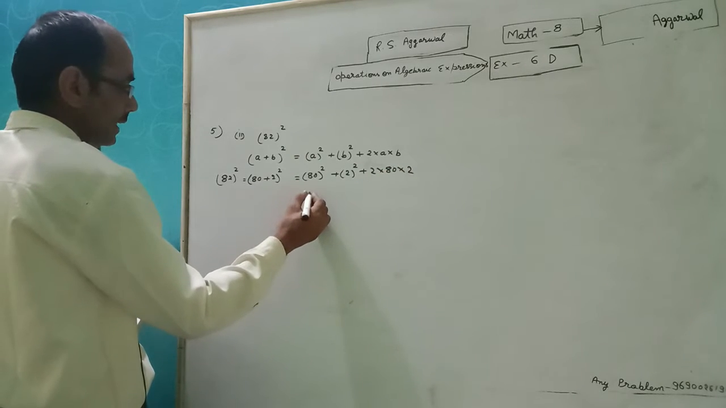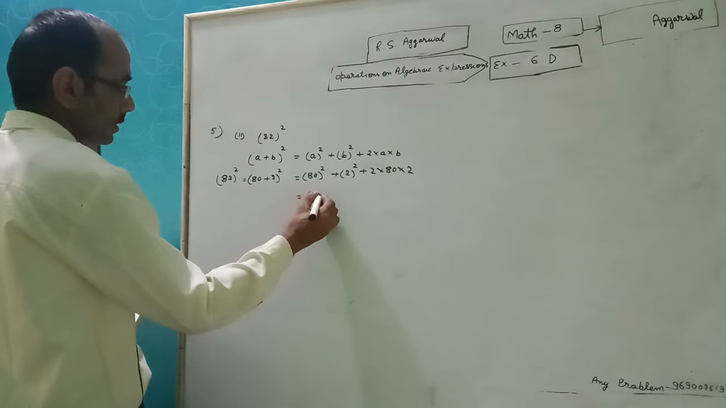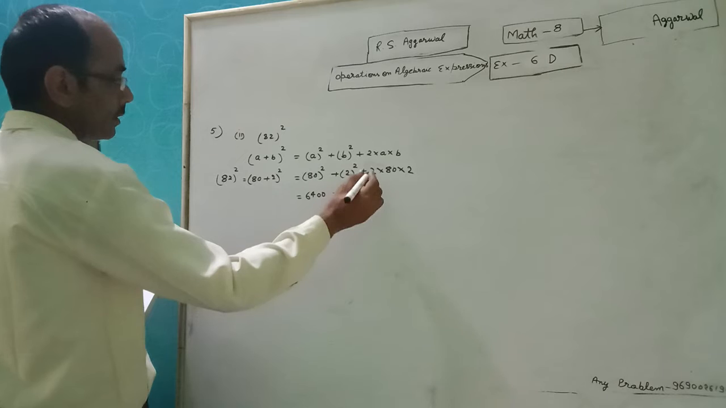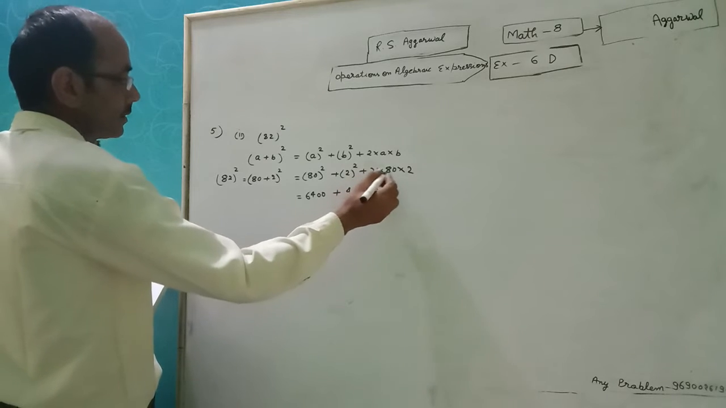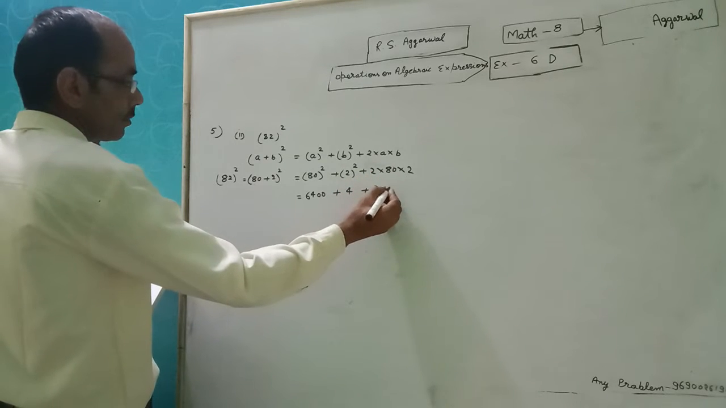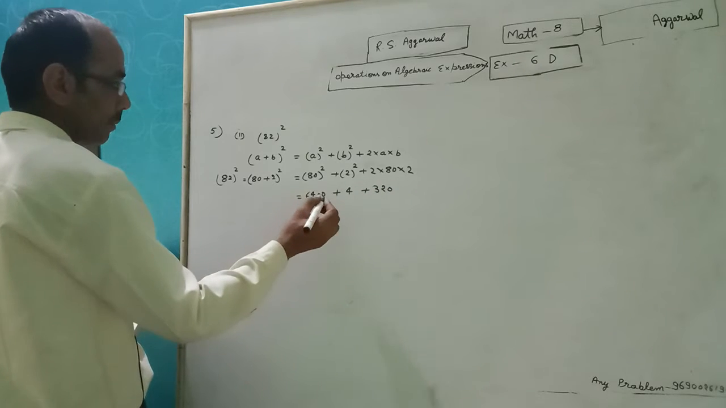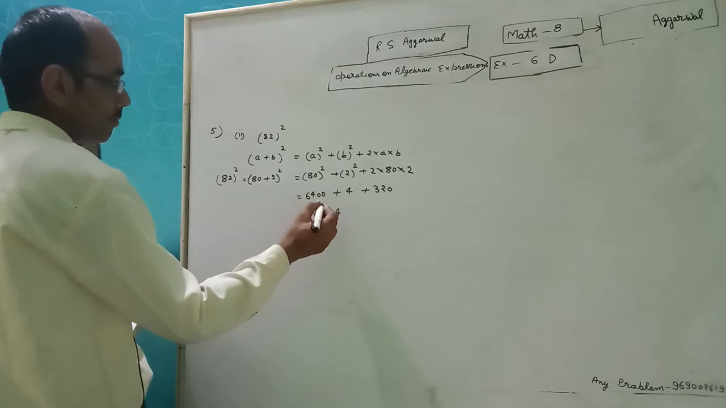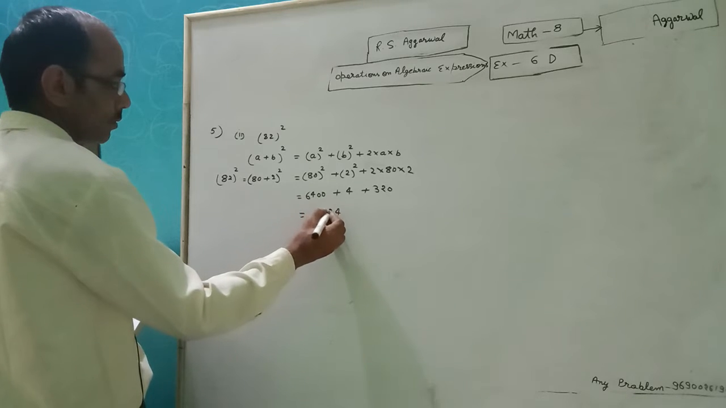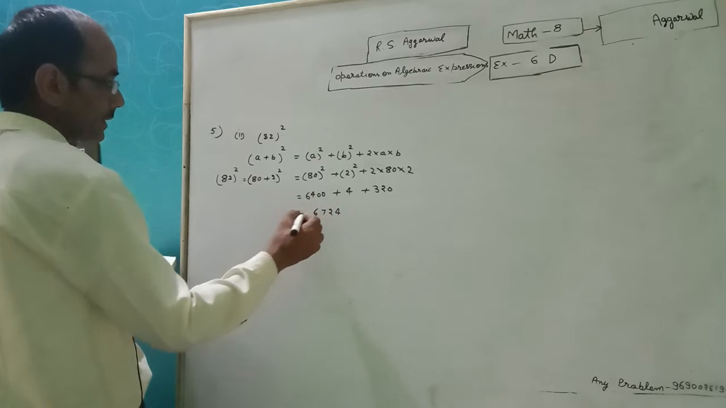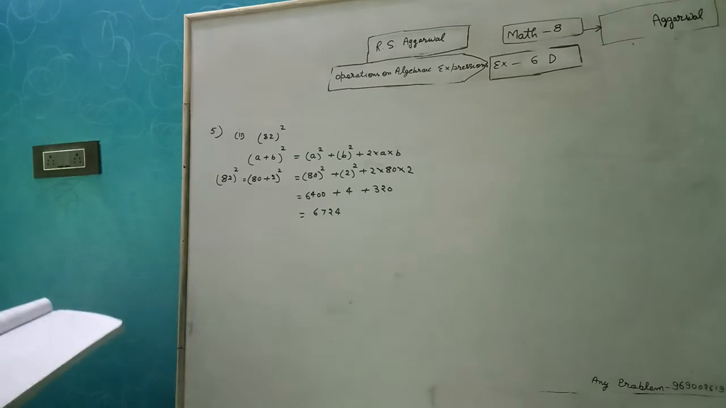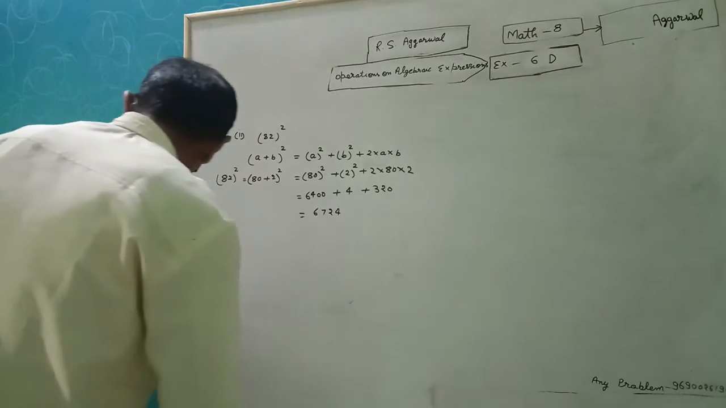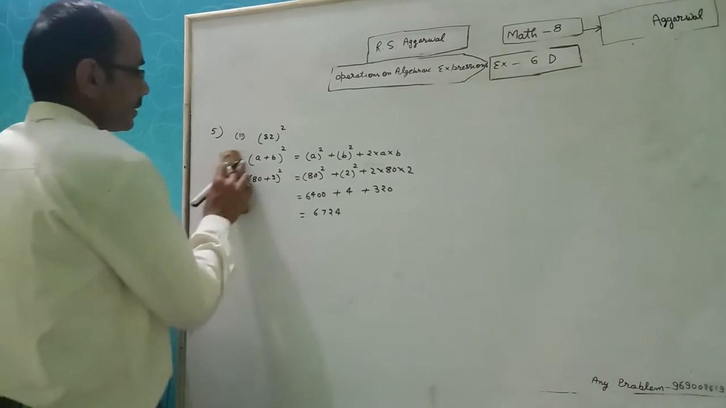Remove the square. 8 square is 64 with 00, and 2 square is 4. Multiply 2 into 80 into 2 is 320. After plus, 6724. That is the second part. Third part.